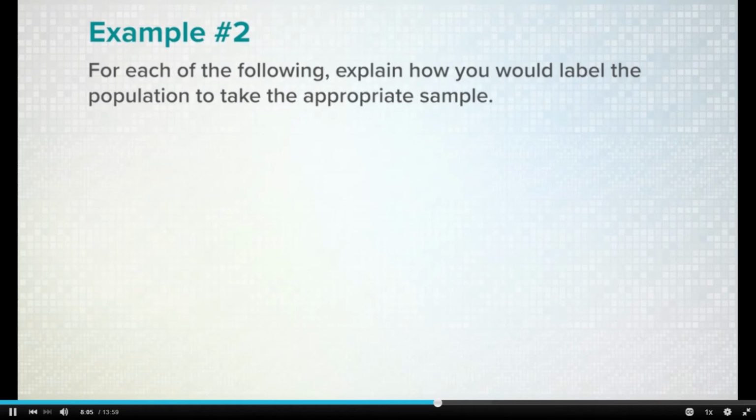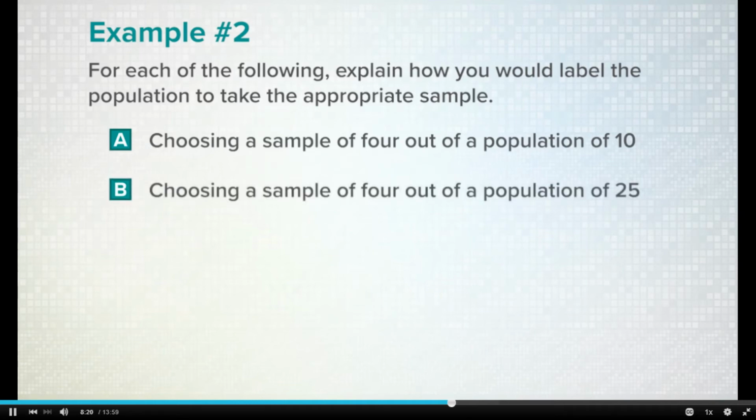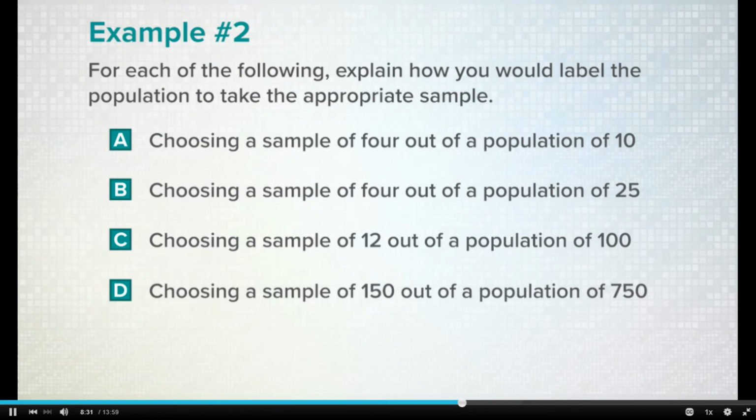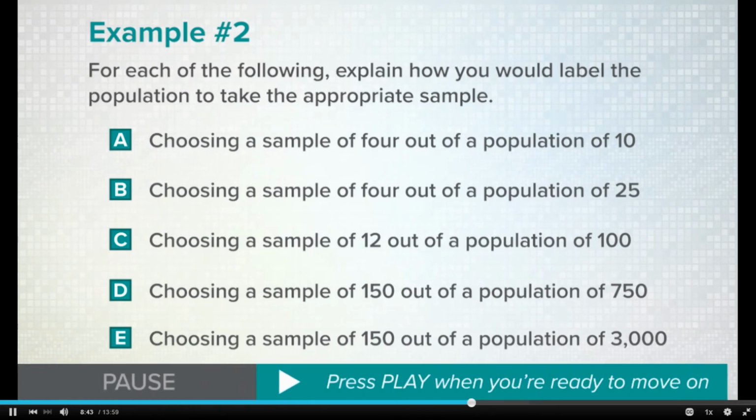Now let's look at example number 2. For each of the following, explain how you would label the population to take the appropriate sample. A, choosing a sample of 4 out of a population of 10. B, choosing a sample of 4 out of a population of 25. C, choosing a sample of 12 out of a population of 100. D, choosing a sample of 150 out of a population of 750, and E, choosing a sample of 150 out of a population of 3,000. Take a few minutes to try this on your own, and then we'll continue.